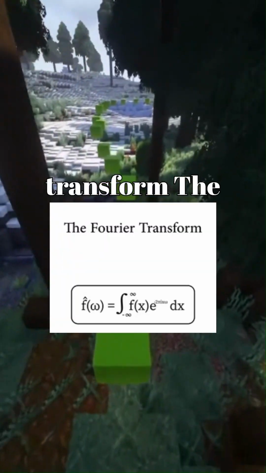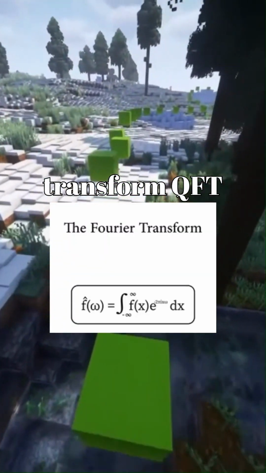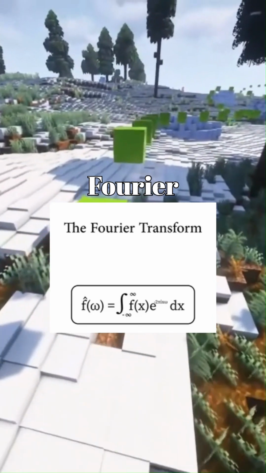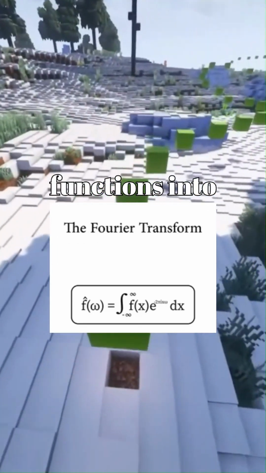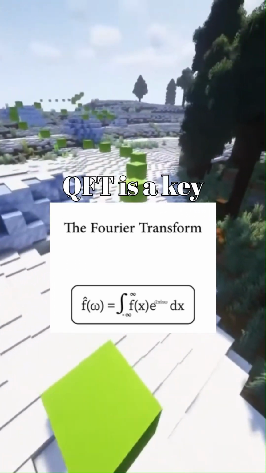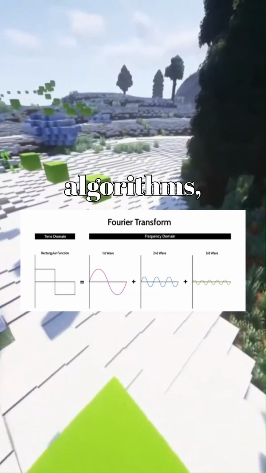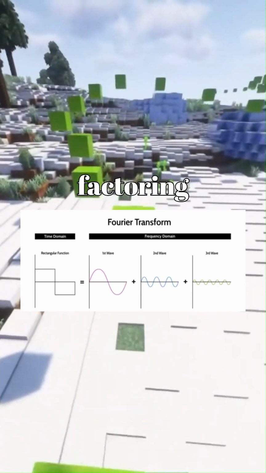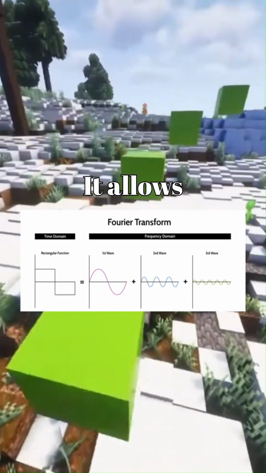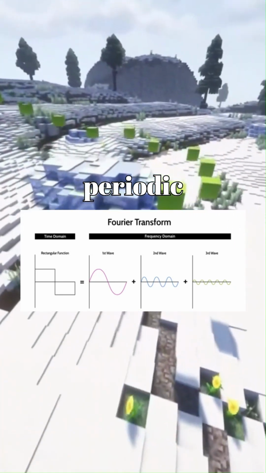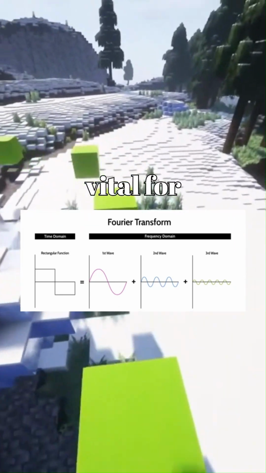Quantum Fourier transform. The quantum Fourier transform, QFT, is a quantum version of the classical Fourier transform, used to decompose functions into their frequency components. QFT is a key part of many quantum algorithms, including Shor's algorithm for factoring large numbers. It allows quantum computers to perform operations on periodic structures efficiently, making it vital for quantum speedups.